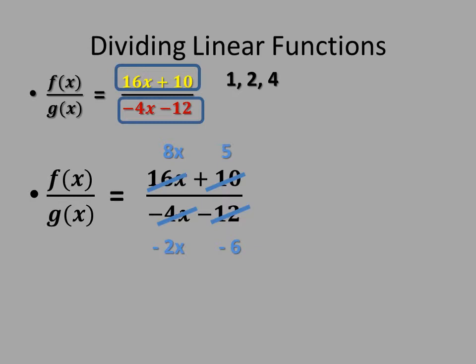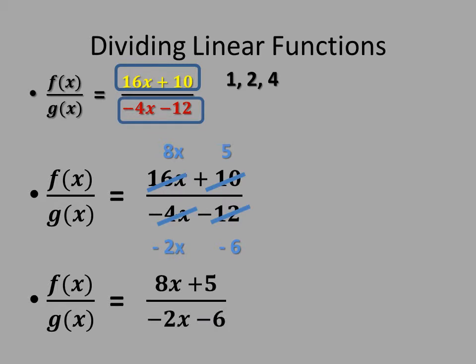Now, I've done all this work in my calculator. What am I going to do now? Well, you're just going to take it and you're going to rewrite it. So you're going to have in the top, in the numerator, 8x plus 5. Okay? What are you going to have in the denominator? Negative 2x minus 6.